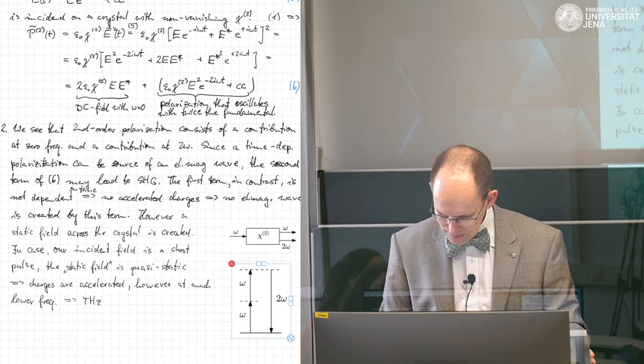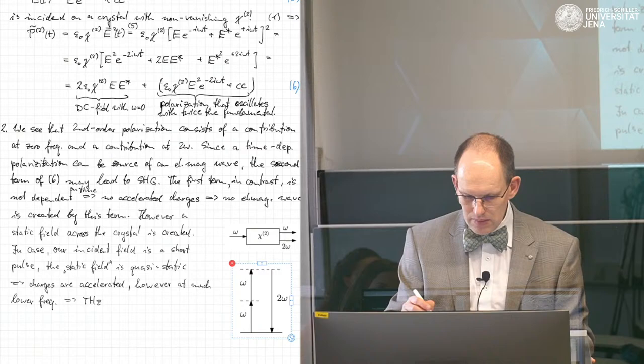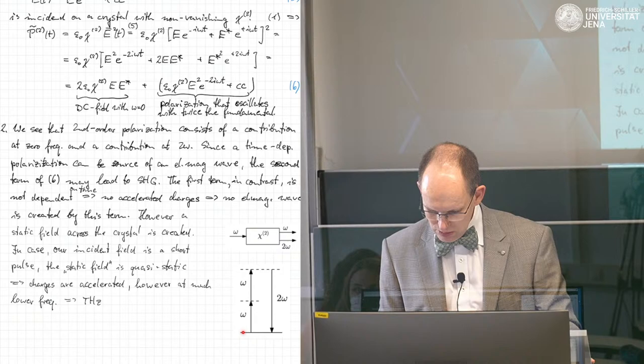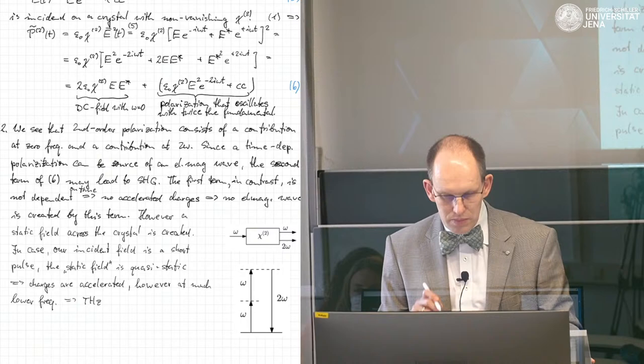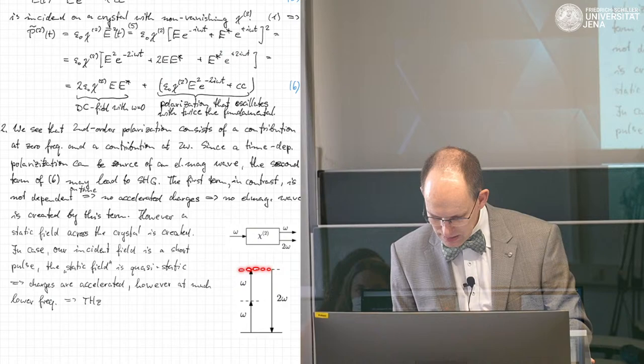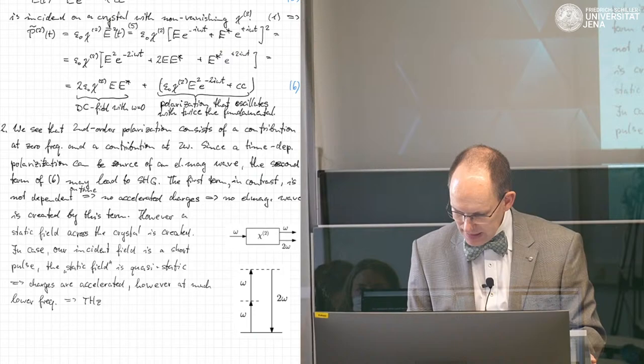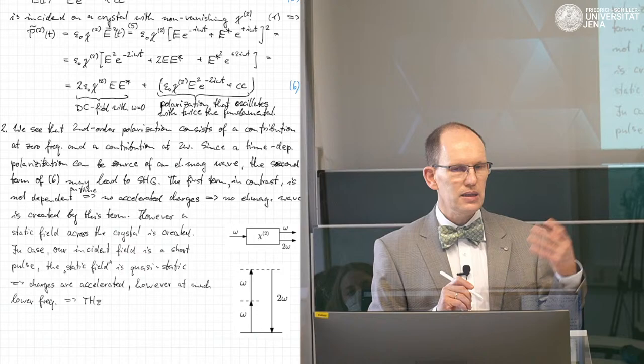And you see that we start from our system from the ground state, say. Typically, we start from the ground state, and then we absorb two photons to a virtual level. And we'll come to that. Yeah, so that's important. It's a virtual level. And then photons with twice the frequency and also twice the photon energy are emitted.